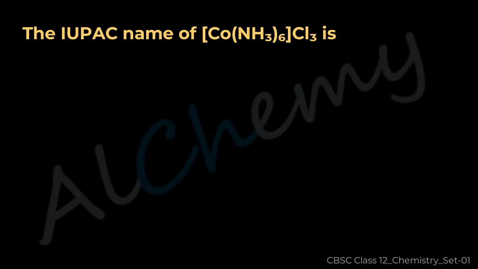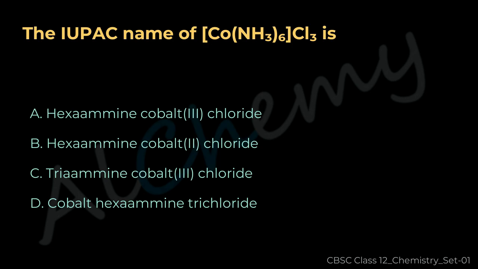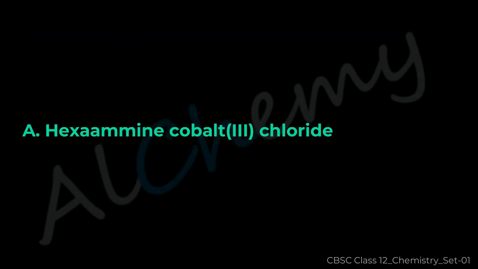Question 15. The IUPAC name of [Co(NH3)6]Cl3 is A. Hexaamminecobalt(III) chloride, B. Hexaamminecobalt(II) chloride, C. Triamminecobalt(III) chloride, D. Cobalt hexaammine trichloride. The correct answer is A.